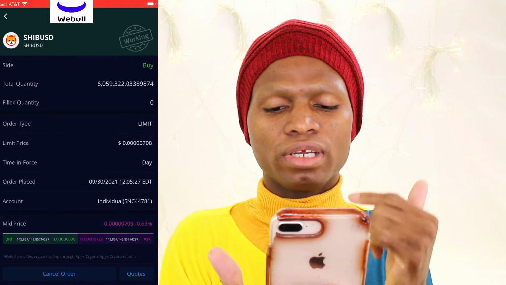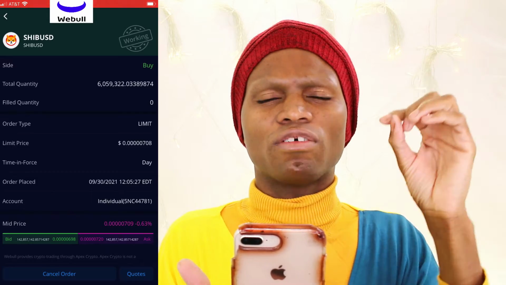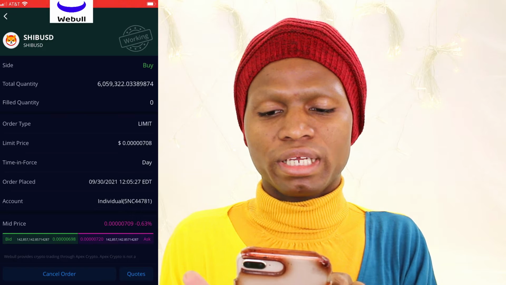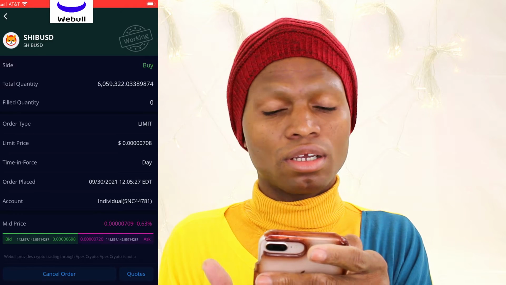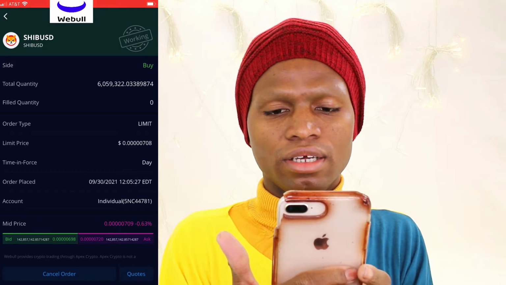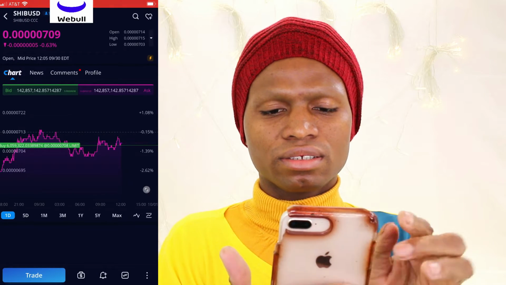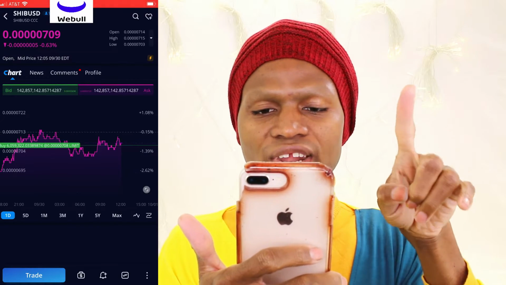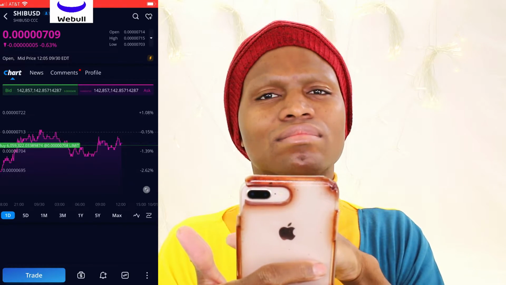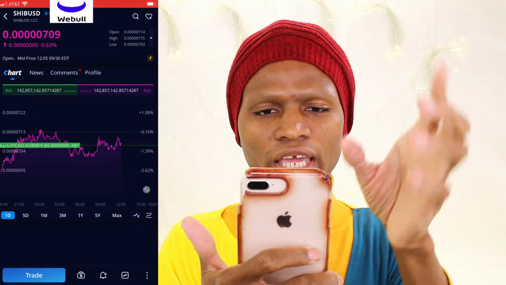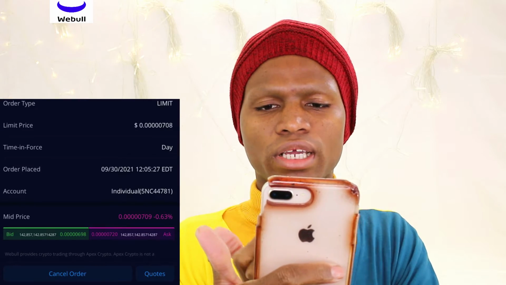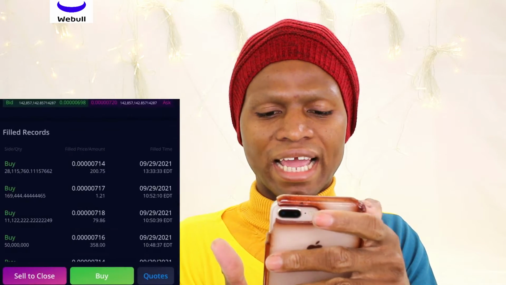Good. So now if anytime the price of this crypto comes down to 708, I'll be getting 6 million plus shares, okay, coins of this. And in order to see if that's working, when you come to my screen now, you can see buy 6.059 at 708 limit. Okay, and that tells me that Shiba is working. So I now have this open order ready to go, and I can go about my day doing other stuff.